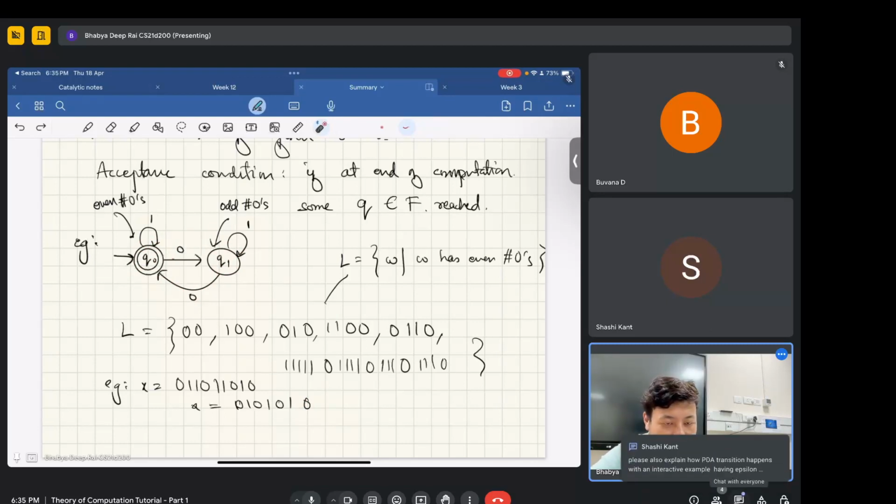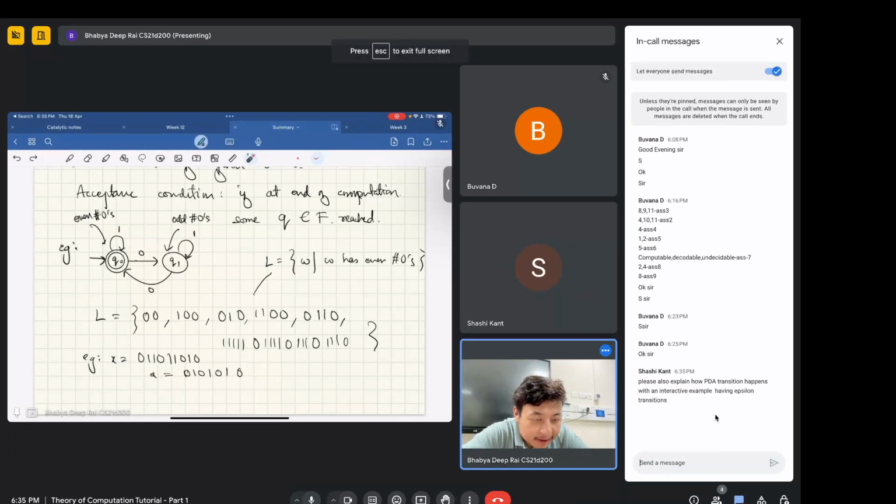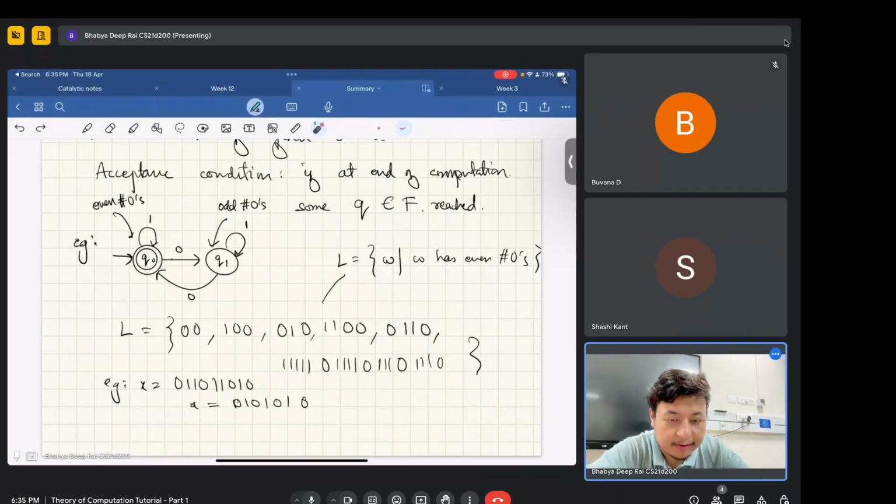Please also explain how PDA transition happens with an interactive example having epsilon transitions. Okay, sure, Sashi. Will do.